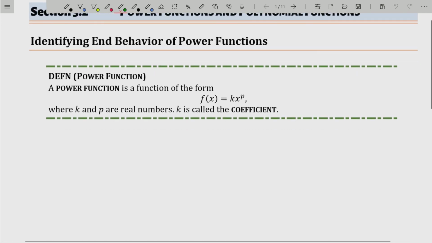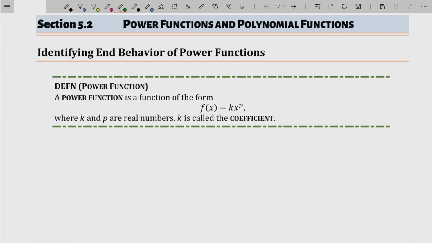So identifying the end behavior of power functions, I guess the first thing we need to talk about is really what is a power function. And if you were never introduced to that in your intermediate algebra or algebra 2 course, that's pretty understandable because not a lot of people really call them that anymore. But a power function is just a function of the form k times x to the p, where x and p are real numbers. K is called the coefficient.